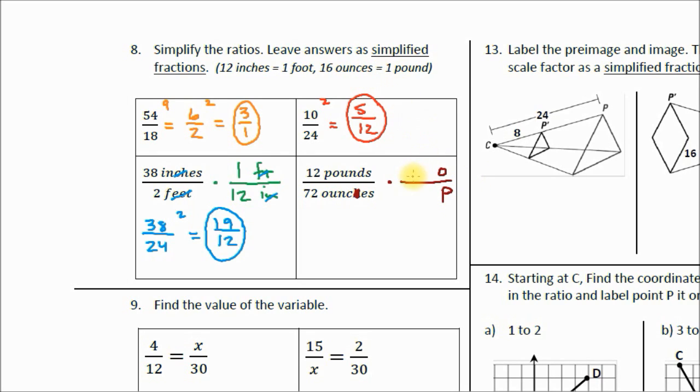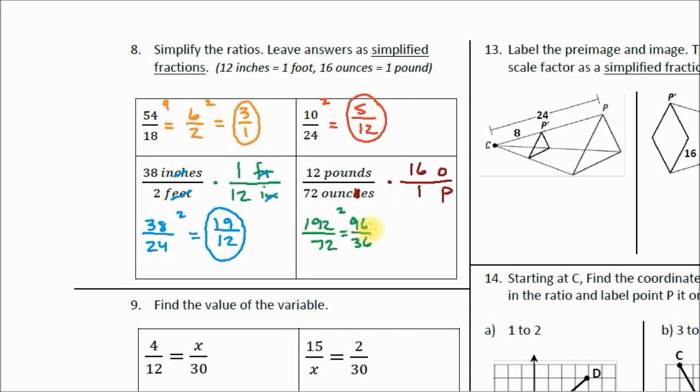And we see that 16 ounces are equal to 1 pound, so that's equal to 1. The numerator and denominator are both equal to the same thing. Let's multiply across. So we've got 12 times 16 is 192. 72 times 1 is just 72. I can see both of those numbers are even, so I can definitely divide by 2. 192 divided by 2 is 96. 72 divided by 2 is 36.